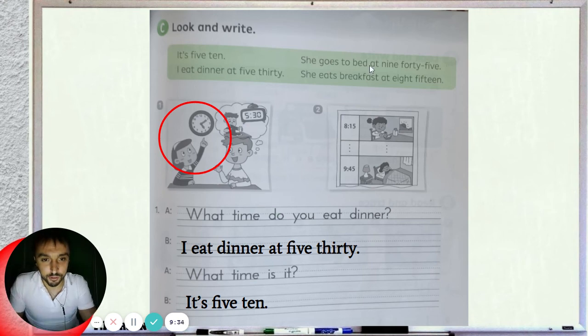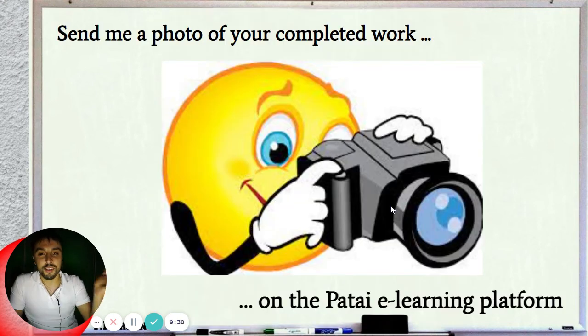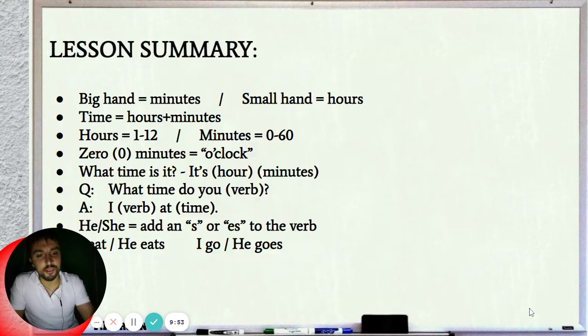Here are your answers for number 2, okay? And that's you guys. When you're finished, can you send me a photograph or a scan or something of your work so I can see it? And I'll count that as your homework. Okay, so send me a photo of your completed work on the Patai e-learning platform, please.